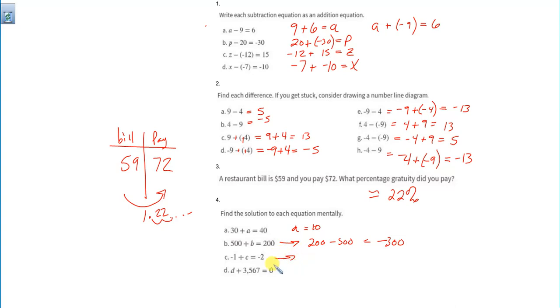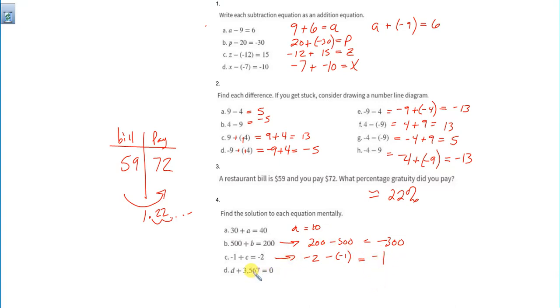Same idea here. This might be a little backwards for you to think, what can I add to negative 1 to get negative 2? Well, if that's hard for you to think of, maybe think of it as negative 2 minus negative 1, although I think that's probably harder to think about it, honestly. But I'd need another negative 1 to get back to negative 2. Both of those things equal negative 1.